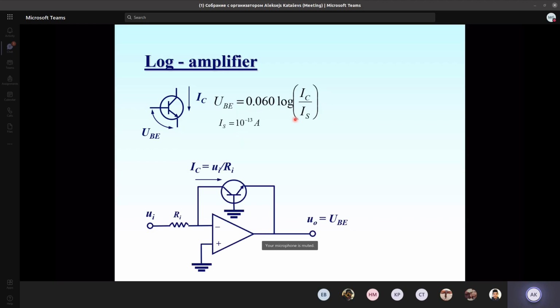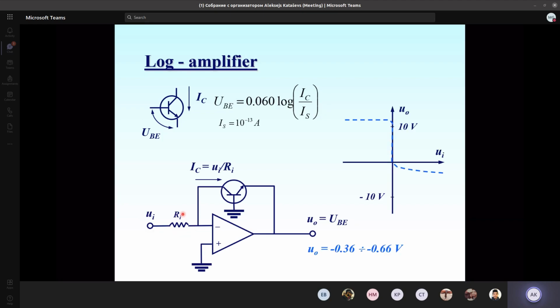So let's consider such a circuit. We apply the input voltage UE. The input voltage causes a current through resistor R1 to the zero, because this is a virtual zero, since we have a feedback. Now let's understand whether we really have a feedback.